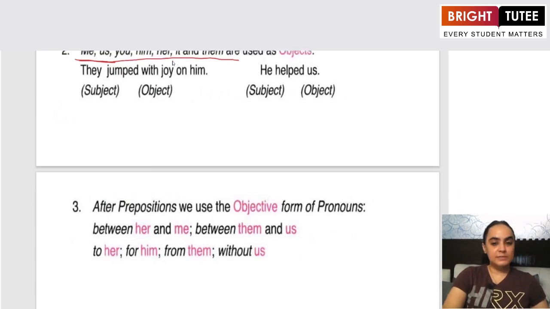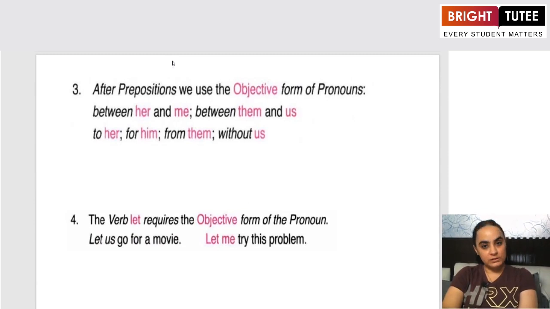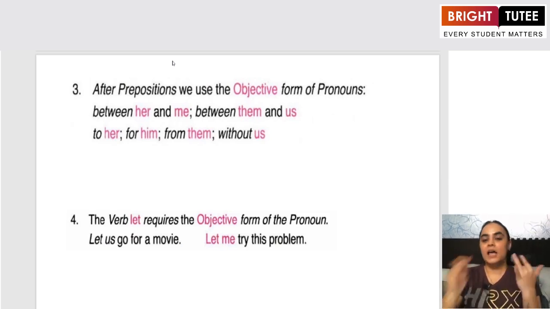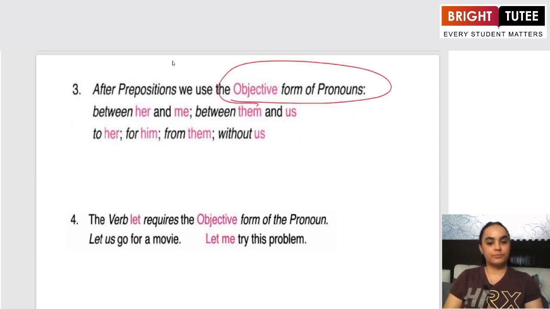There at times are cases where we use pronouns after the prepositions. We know what are prepositions? Yes, between, in, on, at, onto, into, across, through. These are all the prepositions. Those pronouns which are used immediately next to my preposition are known as the objective form of the pronouns.